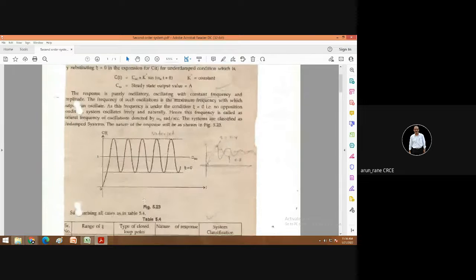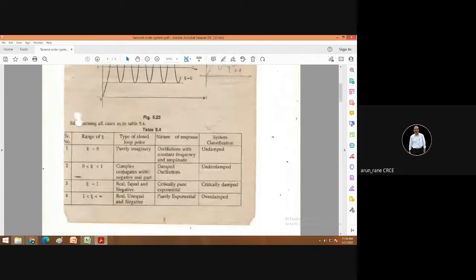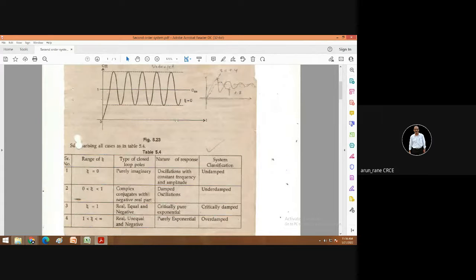This has been taken from Bakshi. Like here, zeta is 4 for this particular system. There are two graphs, one continuous and another dotted. The dotted one is zeta 0.8 and the other is zeta 0.4, so that is nothing but underdamped. So here the response is damped oscillation. Damped oscillation means after some time the system will stop oscillating, as I said.